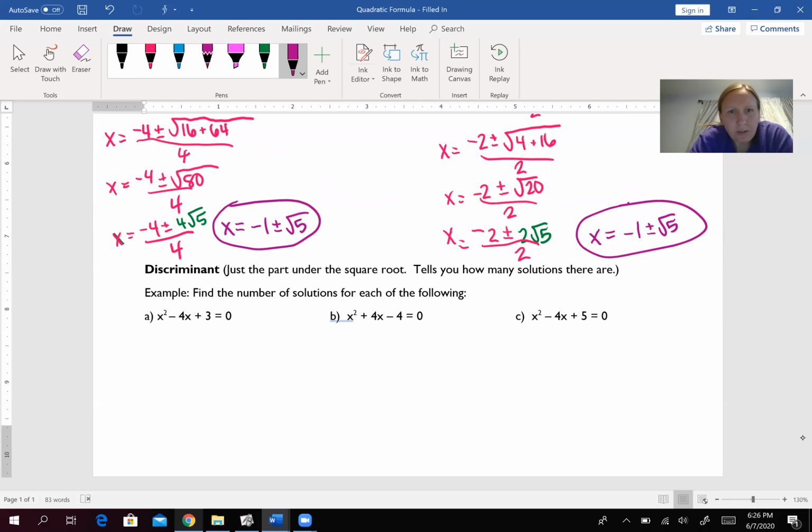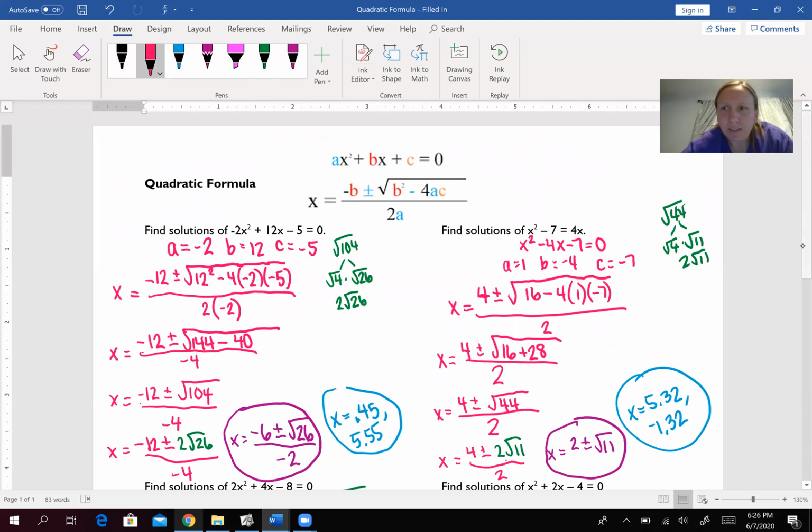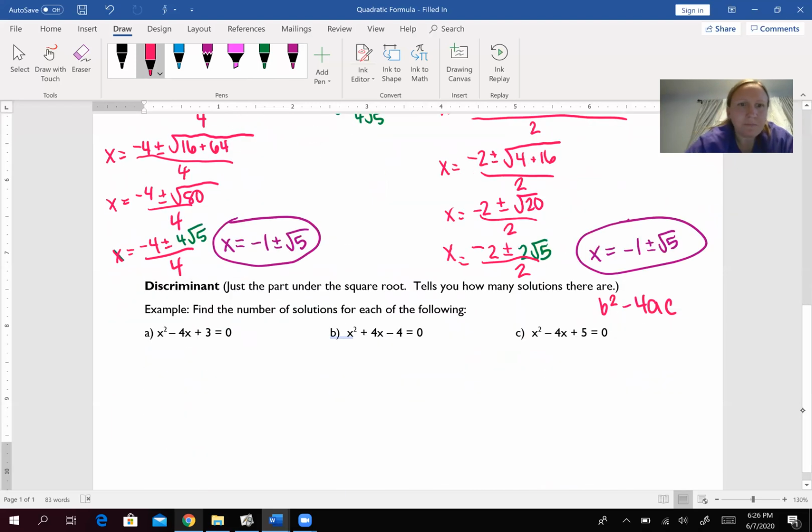So for each of these equations, they're all set equal to 0 to start with, so that's good. We're just going to look at the discriminant to say how many solutions there are, not what the solutions actually are. First I should write down that the discriminant is b squared minus 4ac. That's that piece that is under the square root. So that's what we're going to be looking at for each of these.